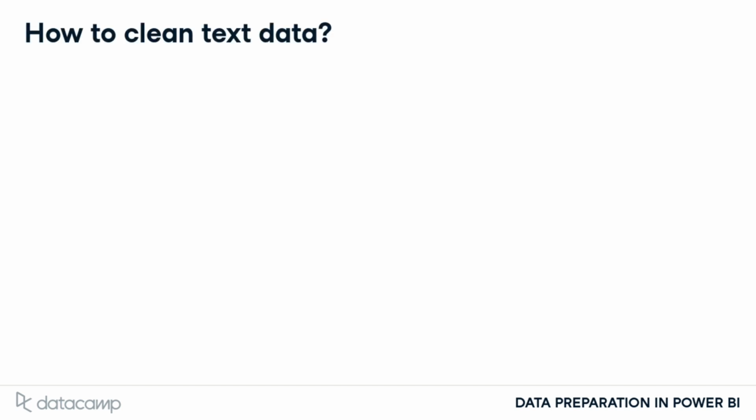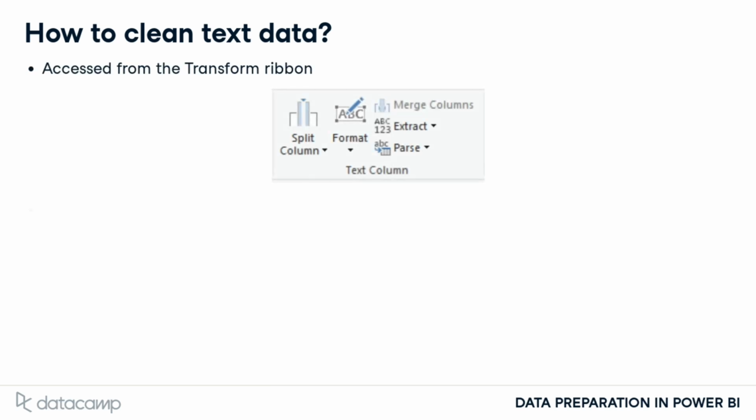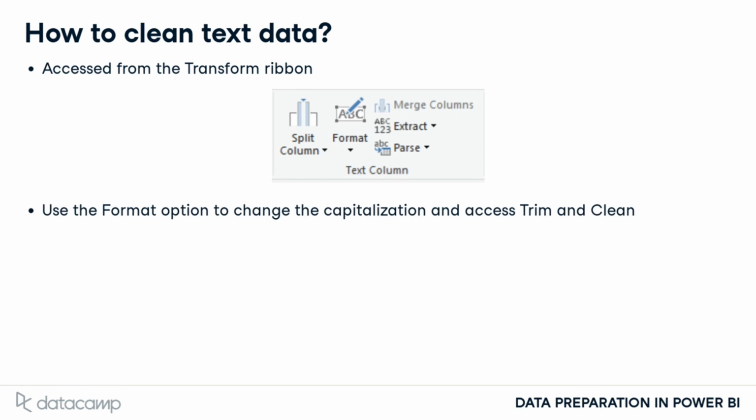Luckily for us, Power Query has many features dedicated to efficiently cleaning text columns, saving us a great deal of time and effort. These features can be found in the Transform ribbon in the Text section. Clicking on Format gives you different options for capitalization, as well as access to two of the most useful transformations when it comes to text data: Trim and Clean.